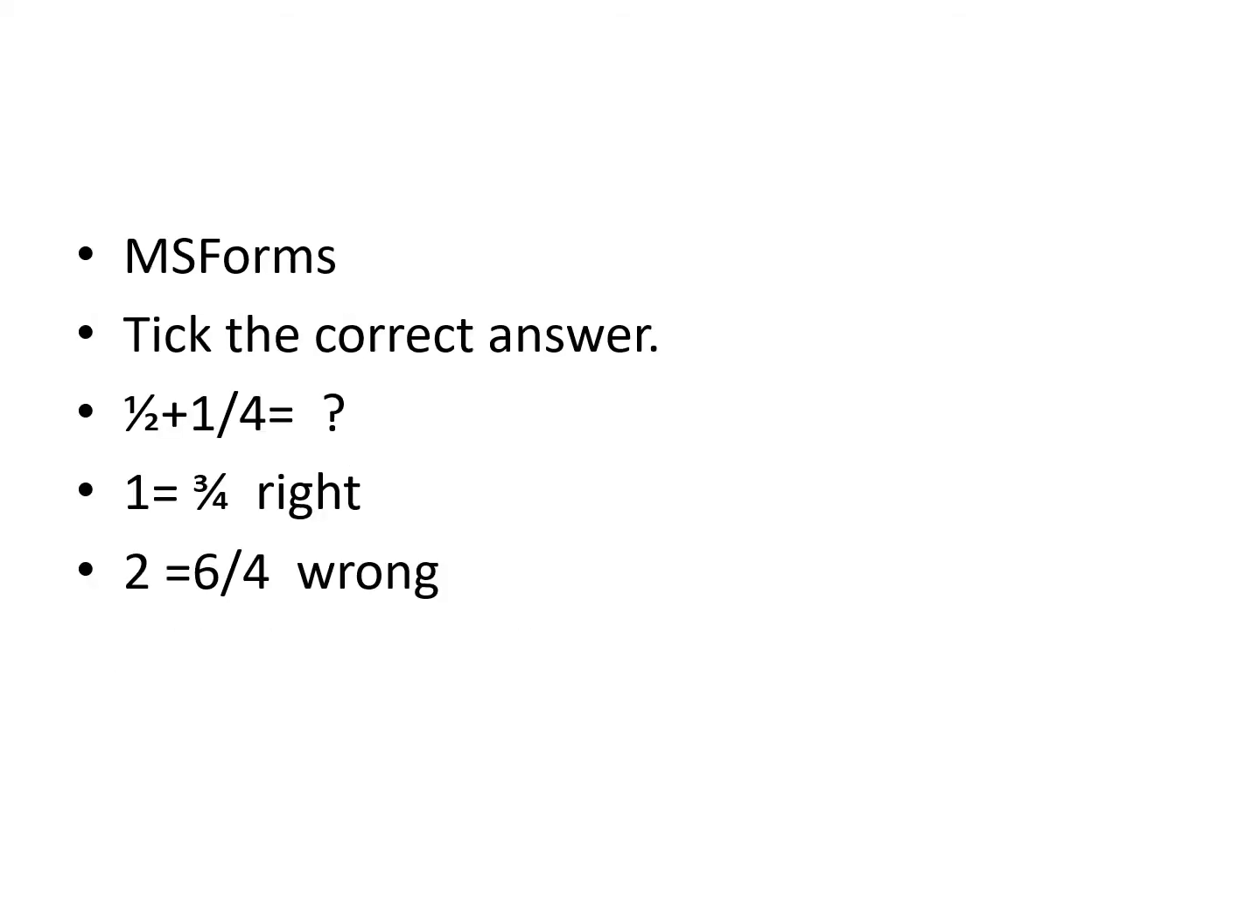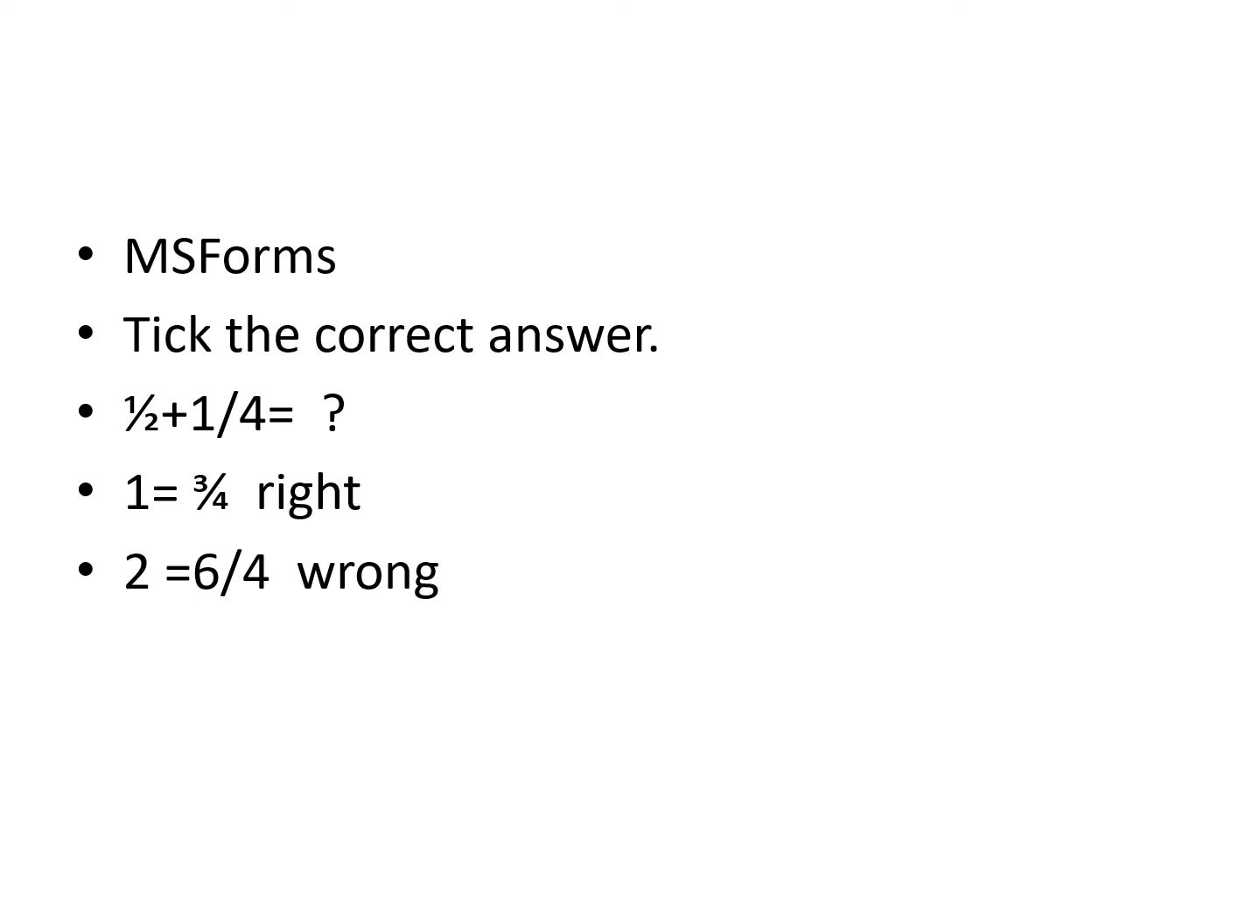Now children, this time you have to give the exam on MS Forms. In MS Forms, 2 options or 3 options are given and you have to choose the correct one. If you are not able to find the answer orally, you have to use the rough copy. Do the solution in it, find the correct answer, then select the answer. Okay. First one, let us see one example. 1 by 2 plus 1 by 4. When you solve it, the answer will come 3 by 4. That is right. Then you can tick right.